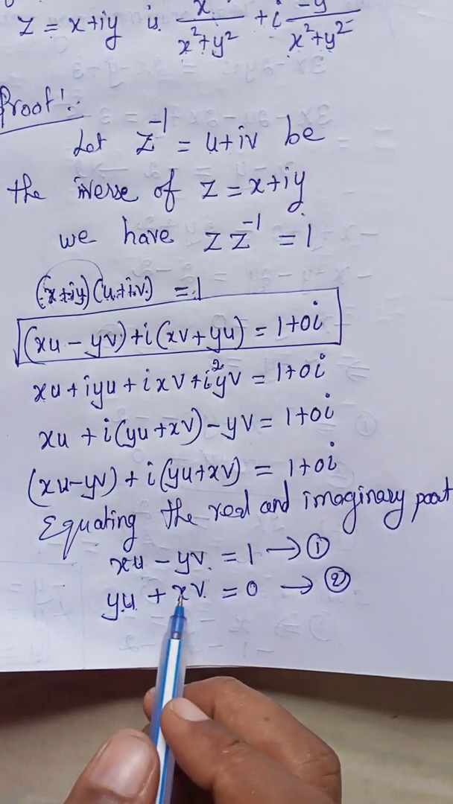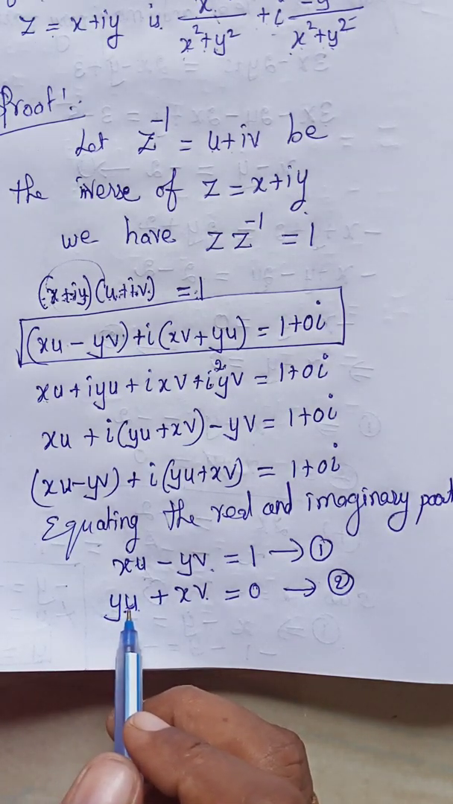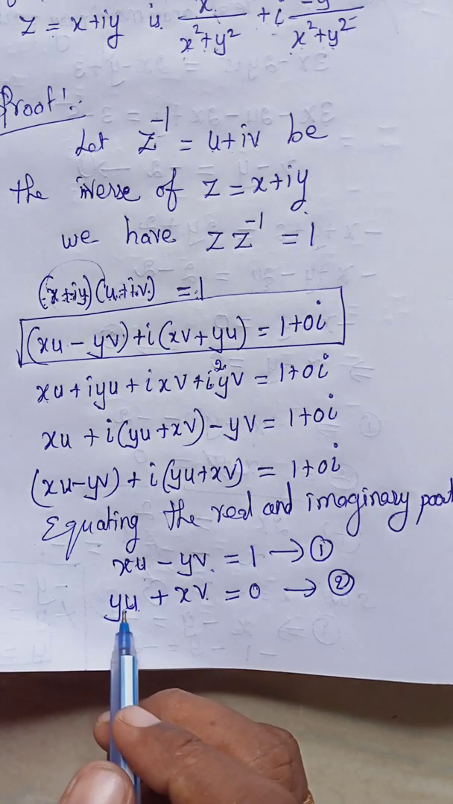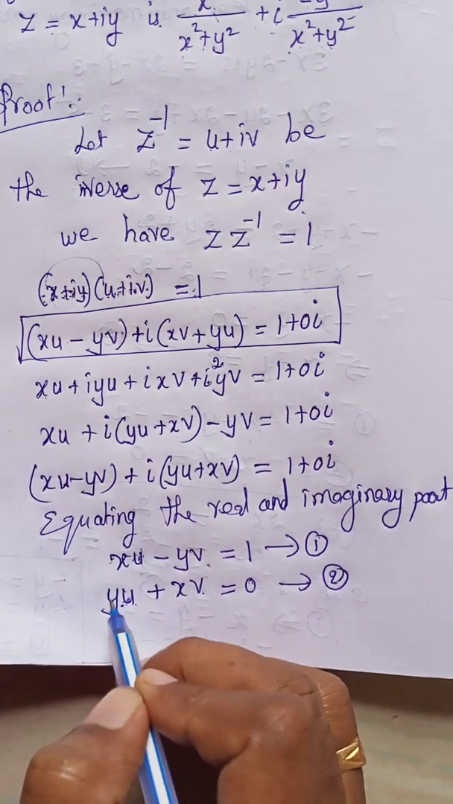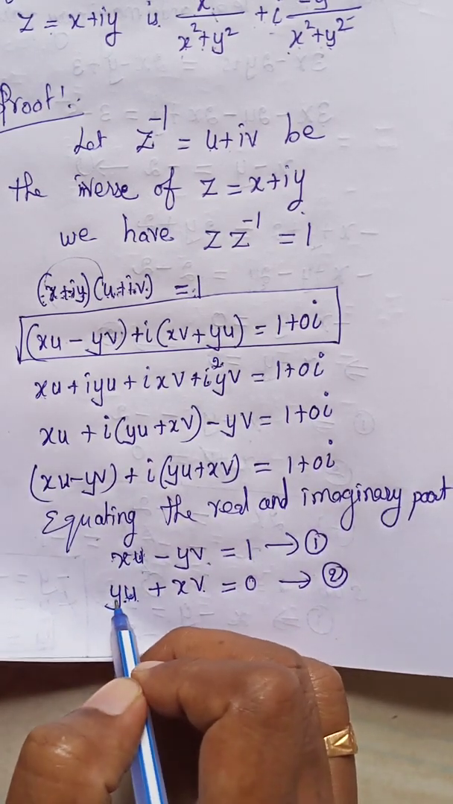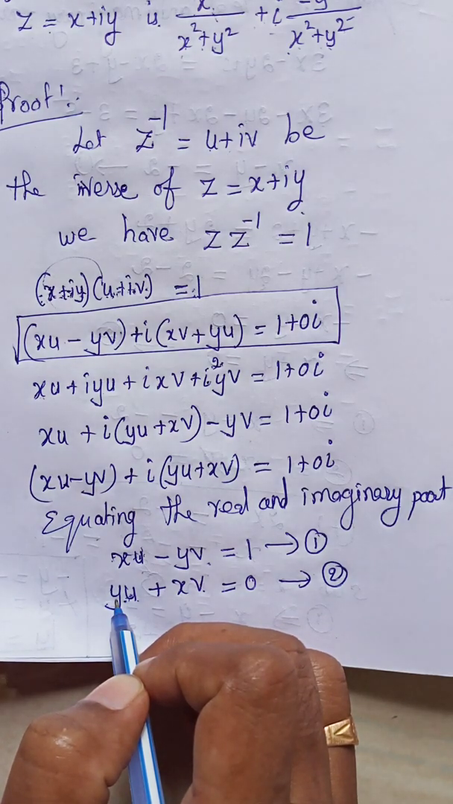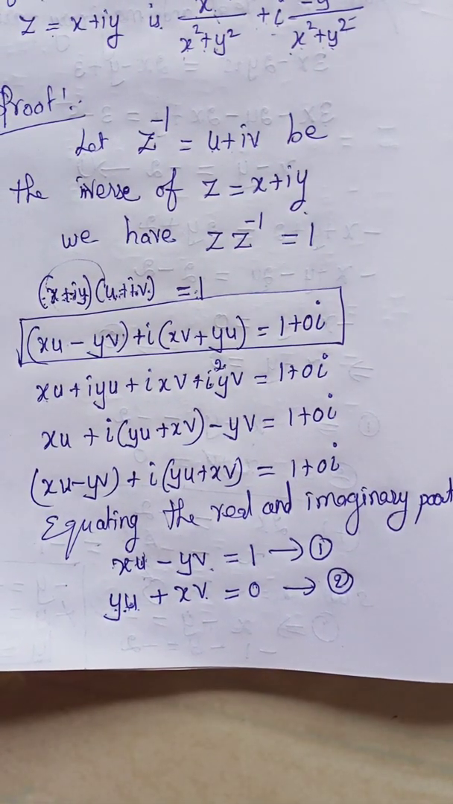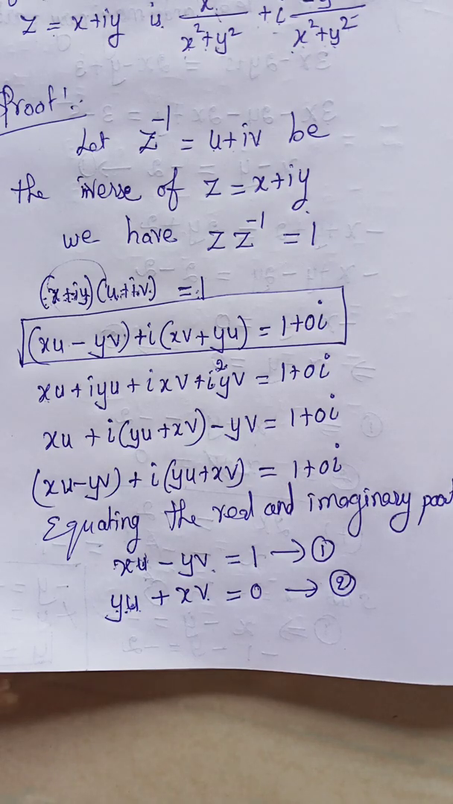You can multiply and solve it and find out using the elimination method, what we did in the previous problem. If you have to eliminate u, what should we do? The first equation must be multiplied by y and the second equation must be multiplied by x, isn't it? Or we know the cross multiplication method. Are you remembering? Using that also you can find out. Either this elimination method or the cross multiplication method.